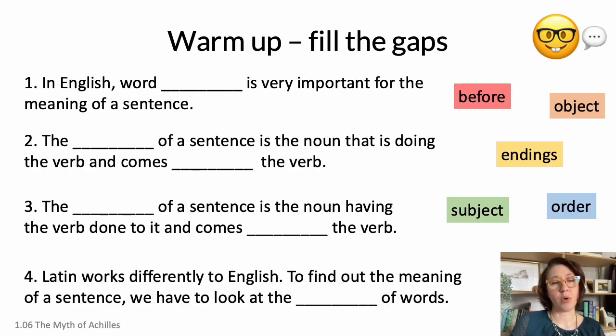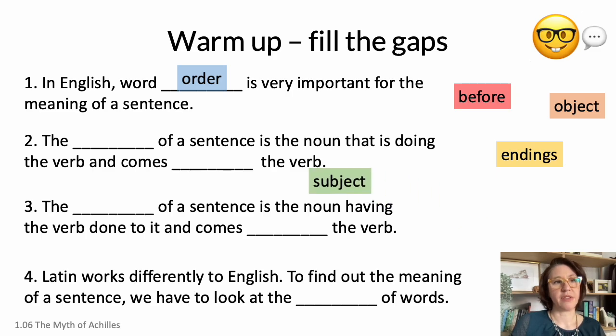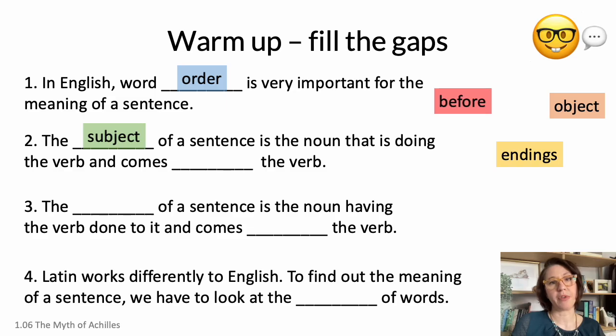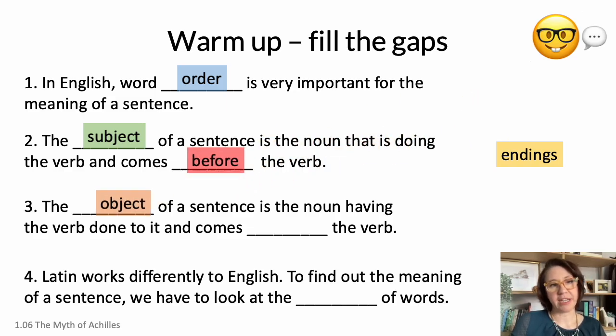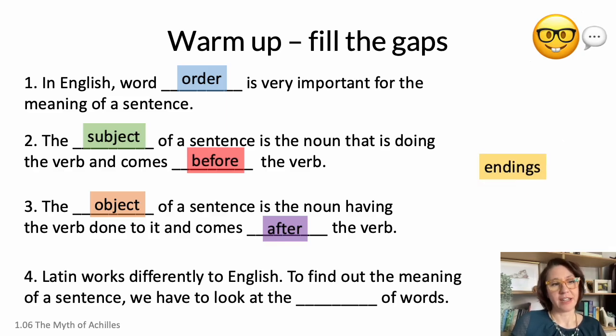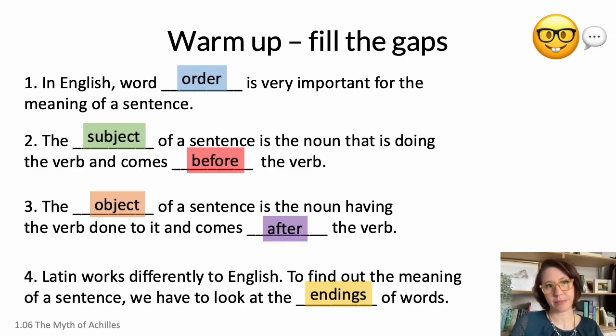In English, word order is very important for the meaning of a sentence. The subject of a sentence is the noun that is doing the verb and comes before the verb. The object of a sentence is the noun having the verb done to it and comes after the verb. And finally, obviously, Latin works differently to English. To find out the meaning of a sentence, we have to look at the endings of words.